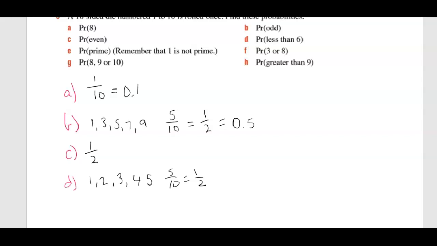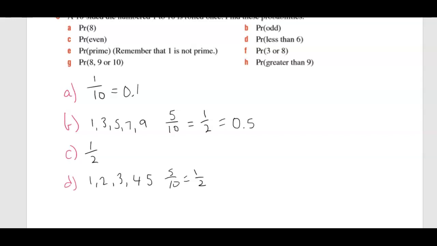So probability of prime. Remember that 1 is not a prime. So 2 is a prime number. Remember, a prime number is anything that is only divisible by itself and the number 1. Even though 1 is divisible by itself and 1, it's not considered a prime number. It's a unit number. All right, probability of 3 or 8. Think about what that would be.